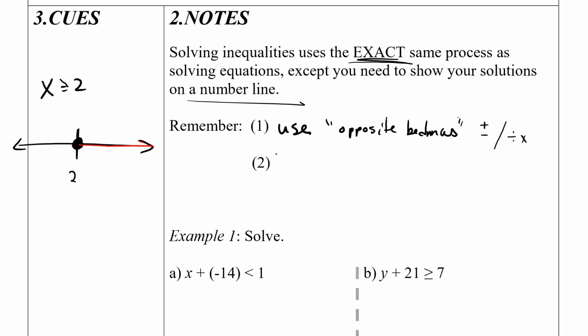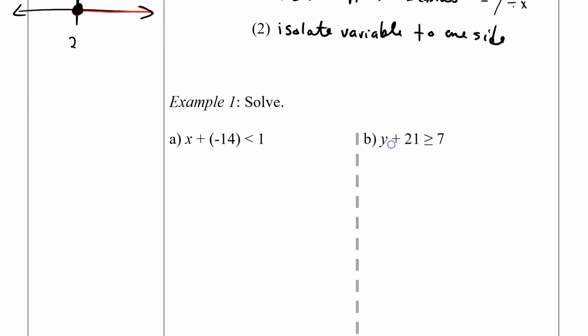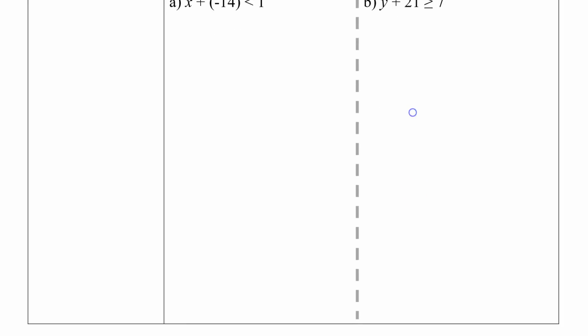And that is a perfect segue into number 2, which is isolate the variable to one side. Whenever you see solving, that is the name of the game. We want to see what that x equals. We want to isolate it. So, example number 1, solve.